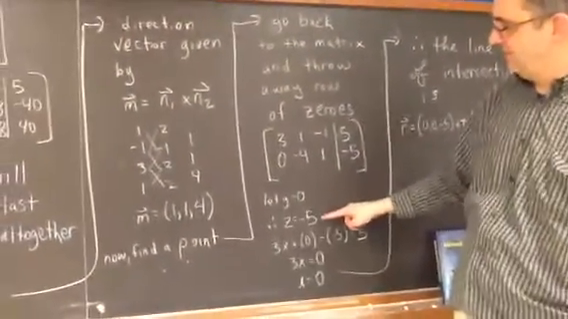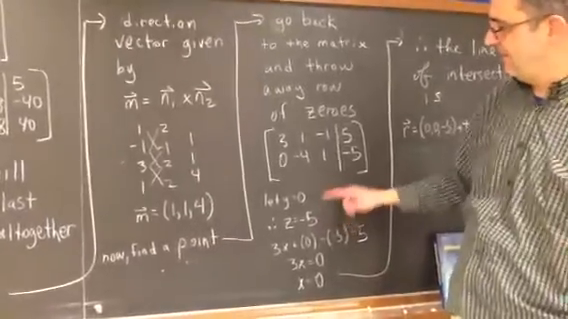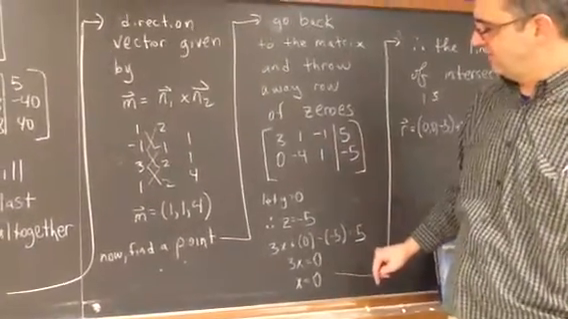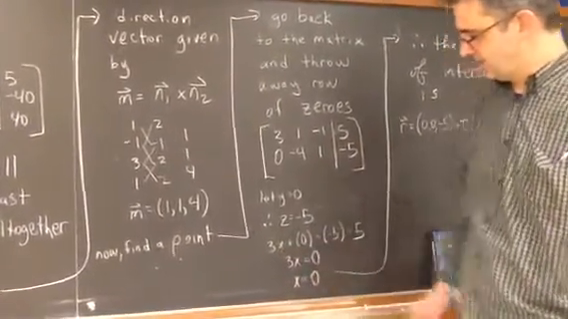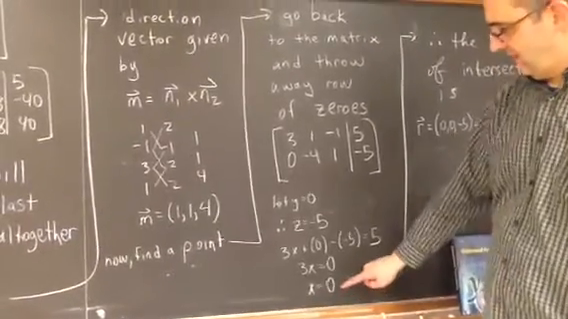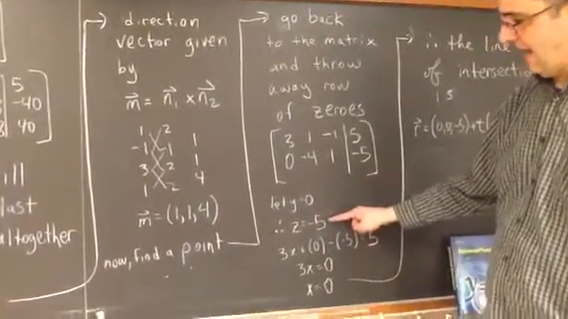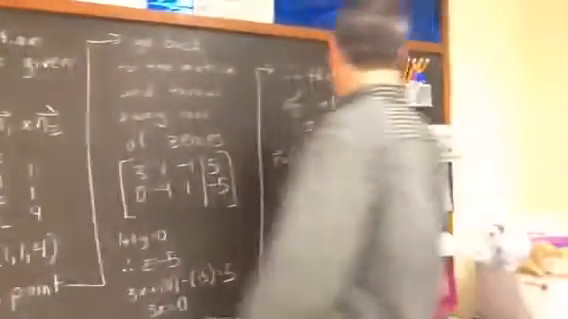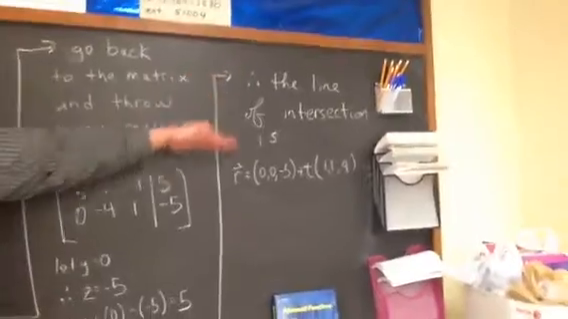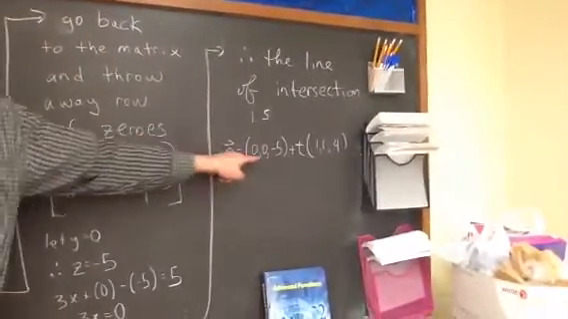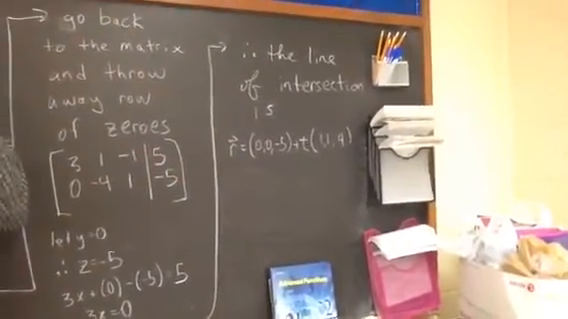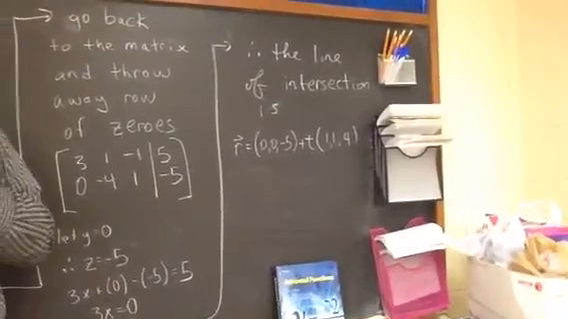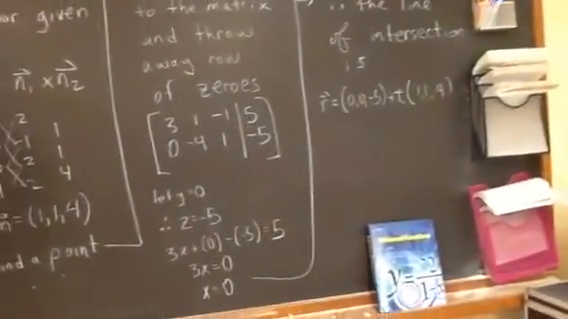We let y be 0. That means z has to be negative 5. Taking both of these and plugging them into the first row, we get x is also 0. That means we've got the point 0, 0, negative 5, as well as the direction vector 1, 1, 4. So the line of intersection of all three planes is therefore r equals 0, 0, negative 5 plus t times 1, 1, 4.